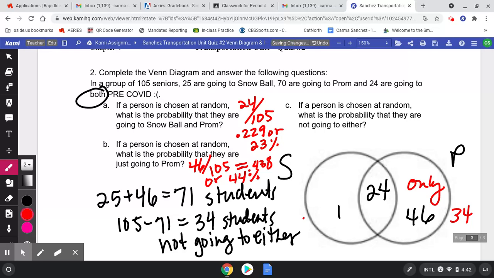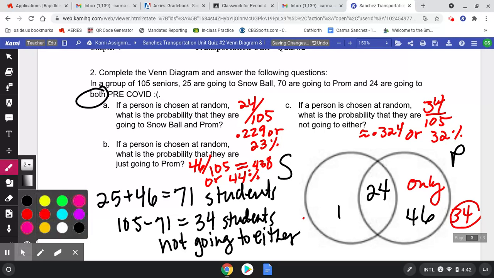And finally, if a person is chosen at random, what's the probability they're not going to either? That's our 34 outside. 34 over 105 is our fraction. Dividing that on a calculator, that gives us 0.324, or 32%. And however you rounded that, I'm going to take it.